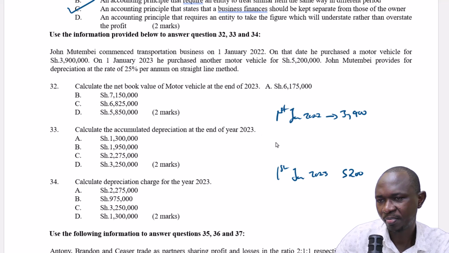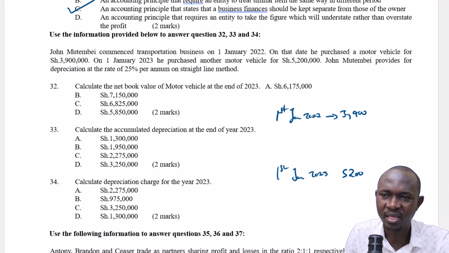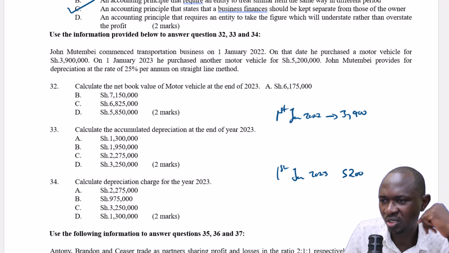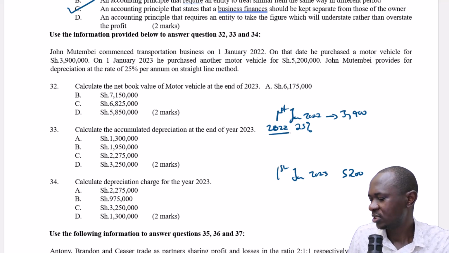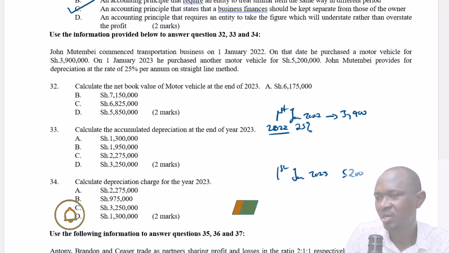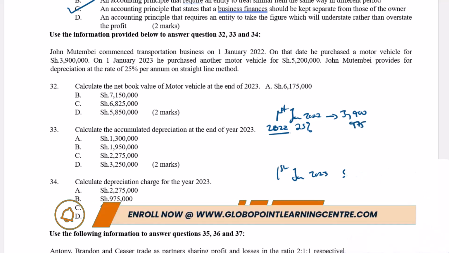25% per annum. This is a straightforward question. If we go with this 25%, you are supposed to prepare the depreciation schedule. But this is a very simple question, so let's go straight forward. 25% of 3,900 is the depreciation for 2022. So just do 0.25 times 3,900. What do you get? 975. So depreciation for 2022 is 975.